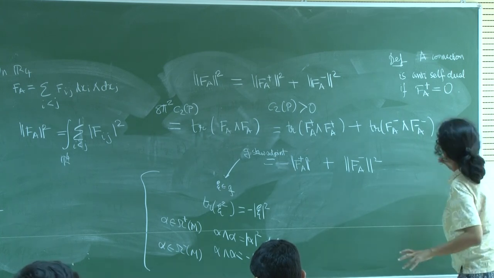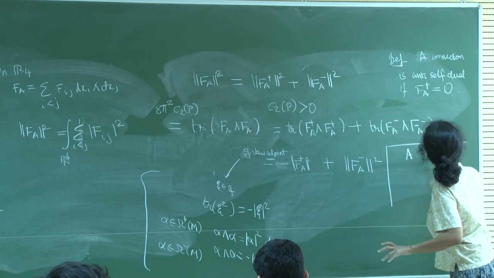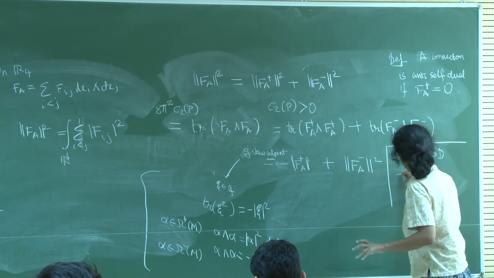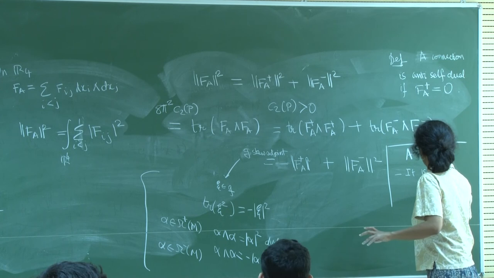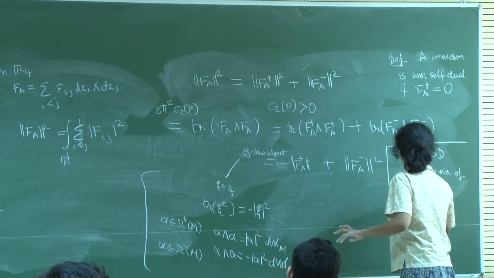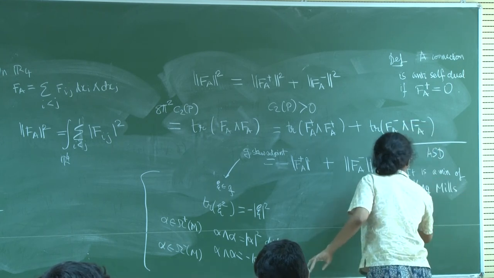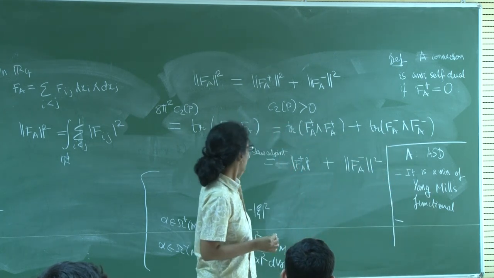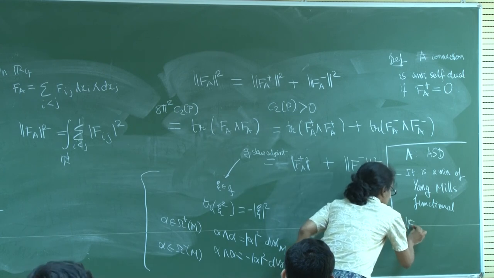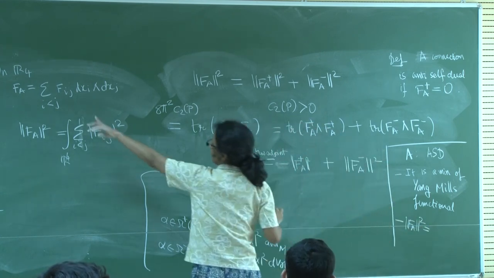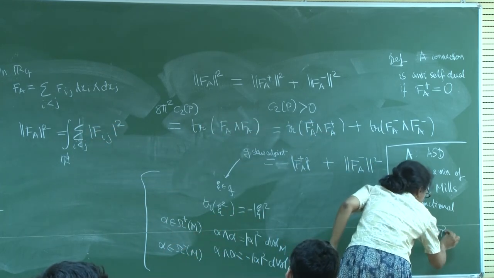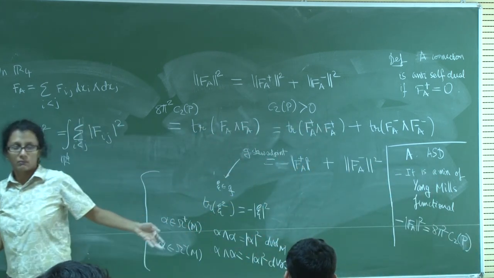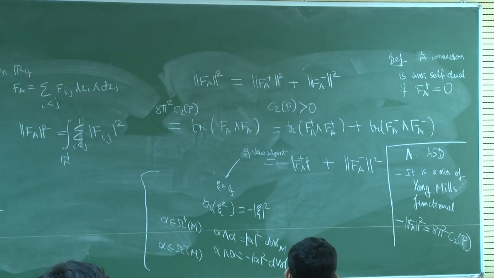If A is an anti-self-dual connection, firstly we have seen that it is a minimum of the Yang-Mills functional. And secondly, the value of the Yang-Mills functional is just 8 pi square times the second Chern class. So it's a topological invariant.